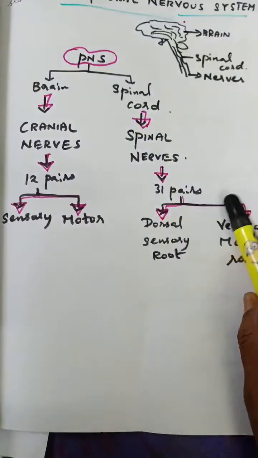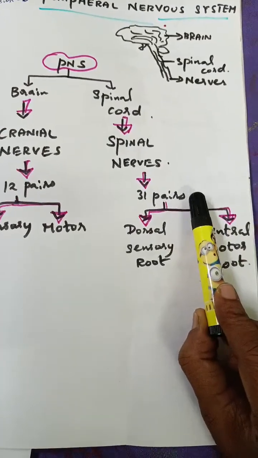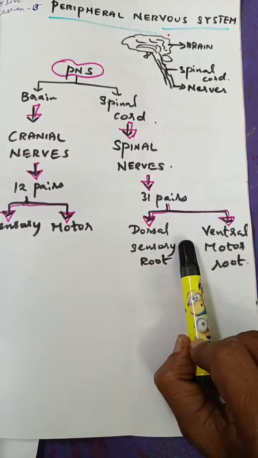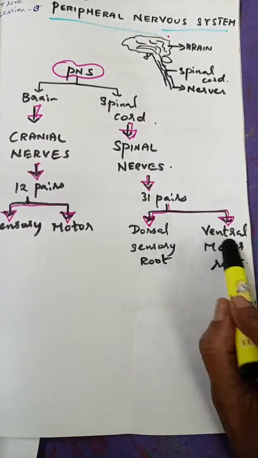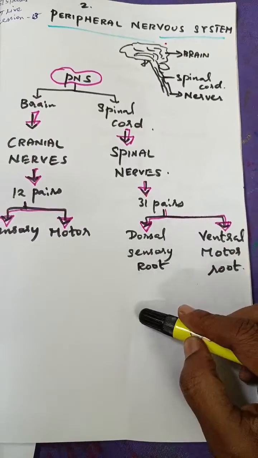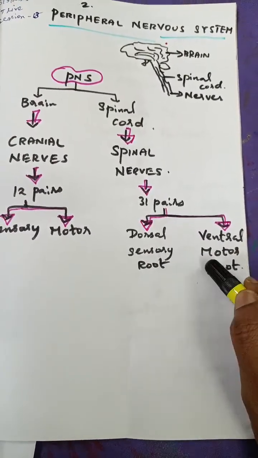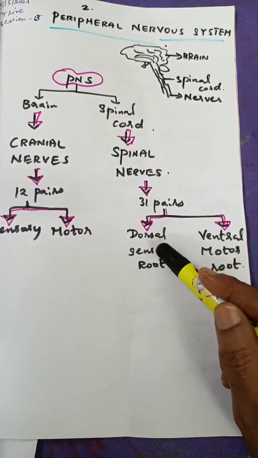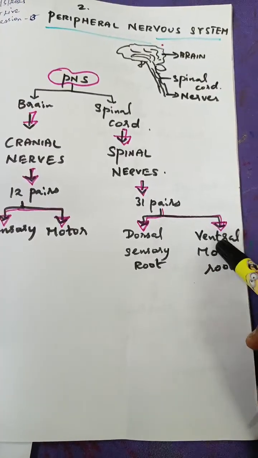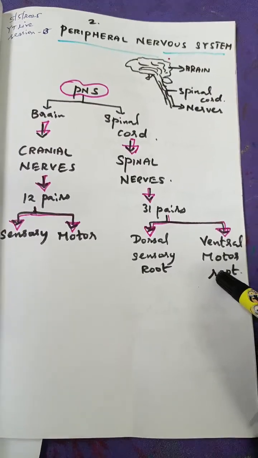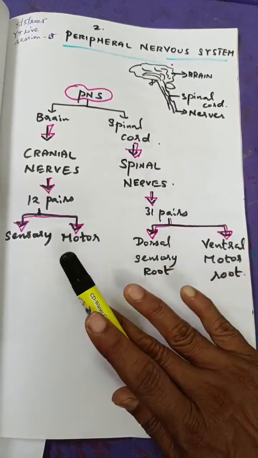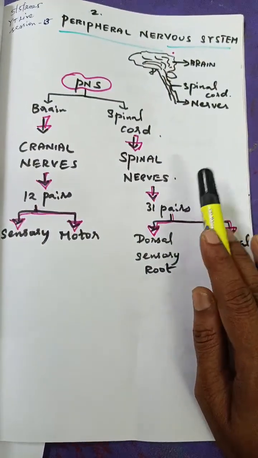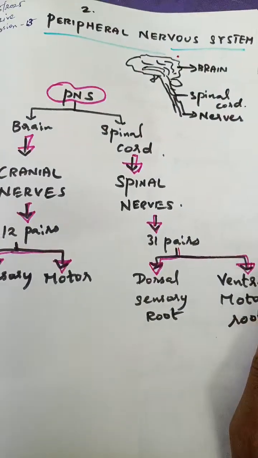The spinal nerves are 31 pairs of nerves. They have two roots: the dorsal sensory root and the ventral motor root. So there will be to and fro nervous impulses. The impulses go to the spinal cord through the dorsal sensory root and come back through the ventral motor root. Understood? So this is about the peripheral nervous system, which is nothing but the nerves coming from the brain and the spinal cord.